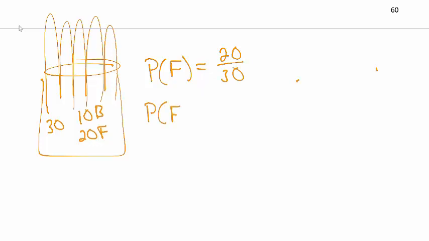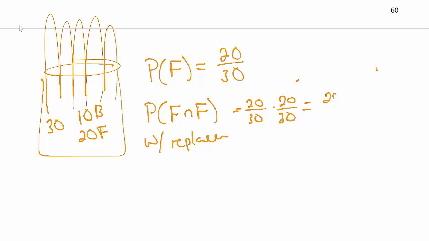Probability of getting a female and a female with replacement. So I draw a female stick. Pretend these are sticks. I draw a stick, it's a girl. The chance of that was 20 out of 30. Now what's the chance of me getting a girl again? 20 over 30. So the chance of getting a girl and a girl is 20 over 30 squared. That is independent. What I did the first time did not affect the second time.